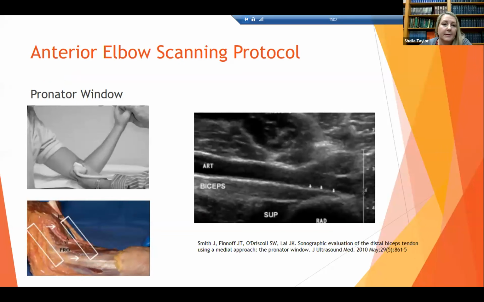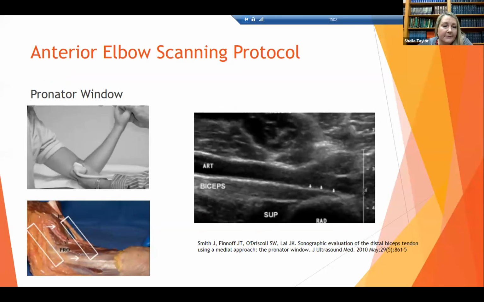This is the pronator window view of the biceps tendon. I love this view. I think it's easy to do once you practice it enough. This is from Smith and Finoff's article in 2010. They showed here the patient seated, but when you already have your patient supine, then you just flex their arm to 90 degrees and they can comfortably lay like that.